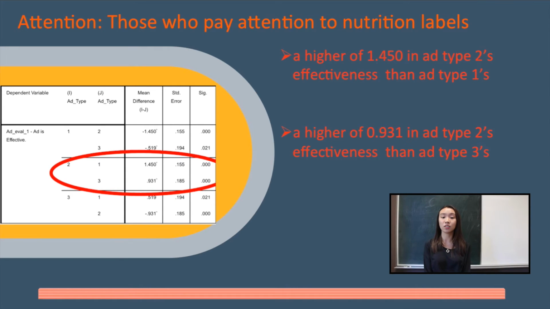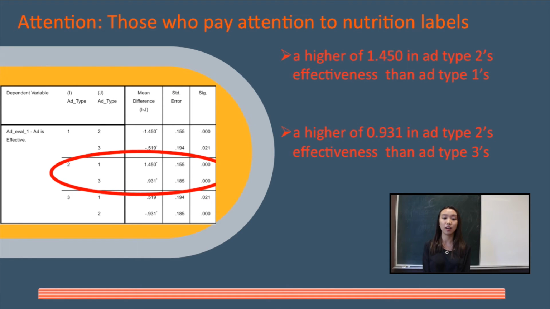For those who pay attention to nutrition labels, the Tukey test result highlights that there is a higher 1.45 score in effectiveness in ad type 2 than type 1, and a higher 0.93 in effectiveness score for ad type 2 than type 3, as shown on the screen. This suggests that those who pay attention to nutrition labels find ad type 2 more effective in comparison to other ad types.